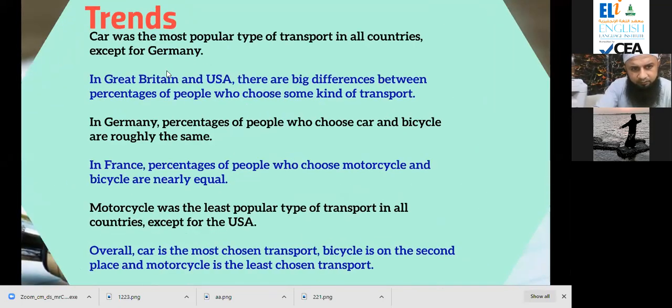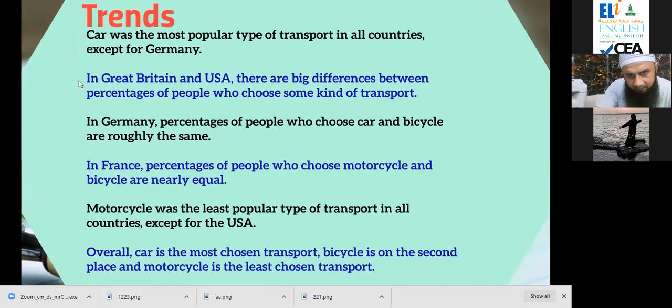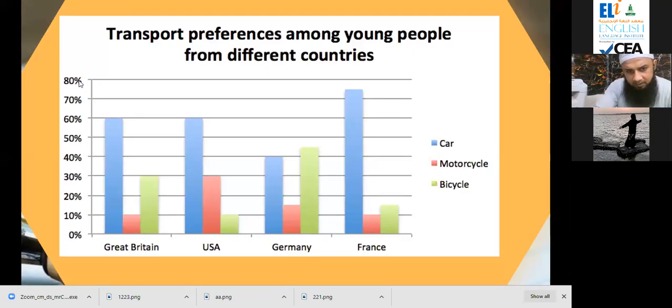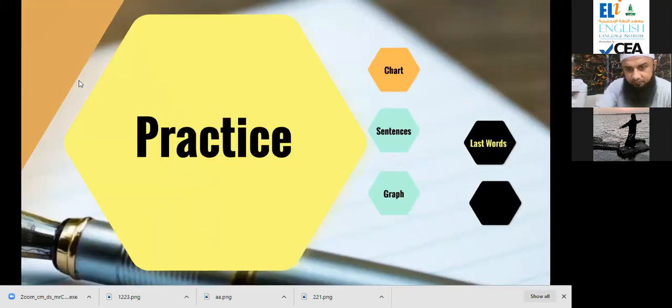Look at number 2. In Great Britain and USA, there are big differences between percentages of people who choose some kind of transport. The Great Britain, USA, you have to check again. Big differences. Let's check. USA, yeah, difference in motorcycle. And of course, difference in bicycle. There are huge differences in these two modes of transport, but the car is equal. It's the same. So they have to describe it too. Let's check again.